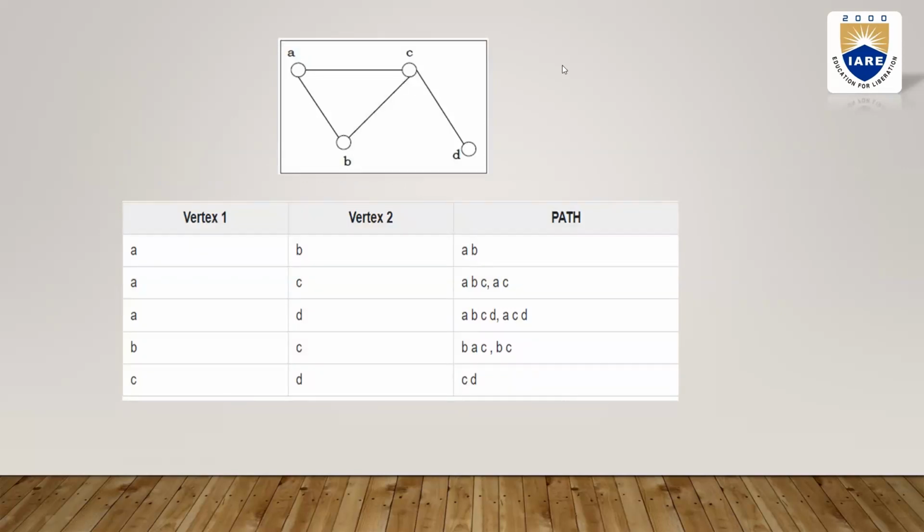We will see another example. In this diagram, we have vertex 1 A and vertex 2 B. The path is AB. Now we'll see AC. Vertex 1 is A and vertex 2 is C. The path is A to C and ABC. We have two paths. Now we will see A to D.